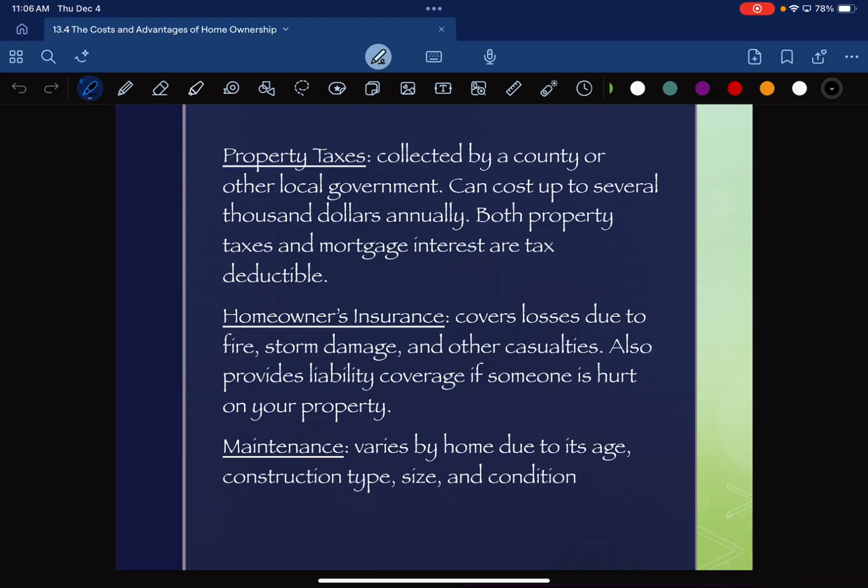Both property taxes and mortgage interest are tax deductible. So we'll come back to that tax deductible bit here in just a second. But this is tax on a property you own, right? It's like when you go and you pay the tax at the grocery store. Okay, it's like that, except that even though you already have bought it once, you continue to pay the tax on it every single year.